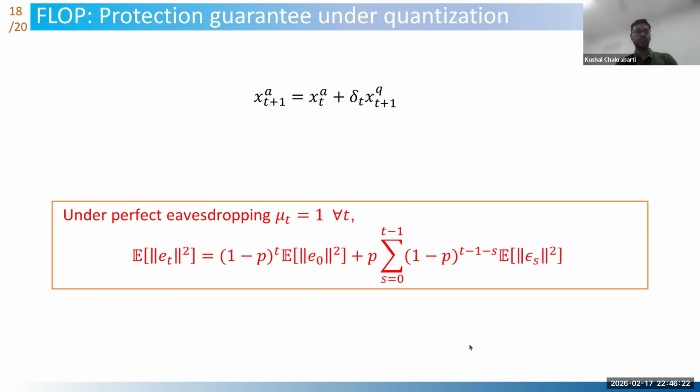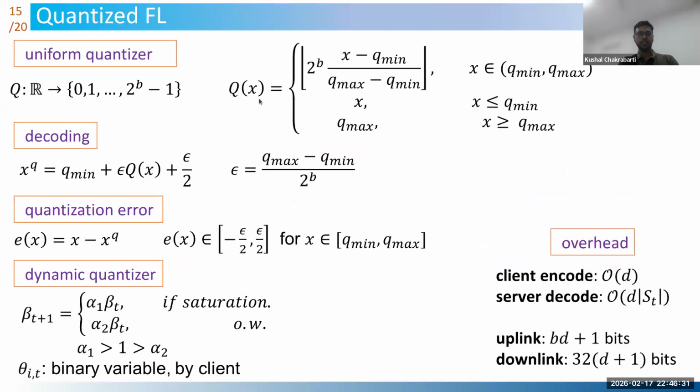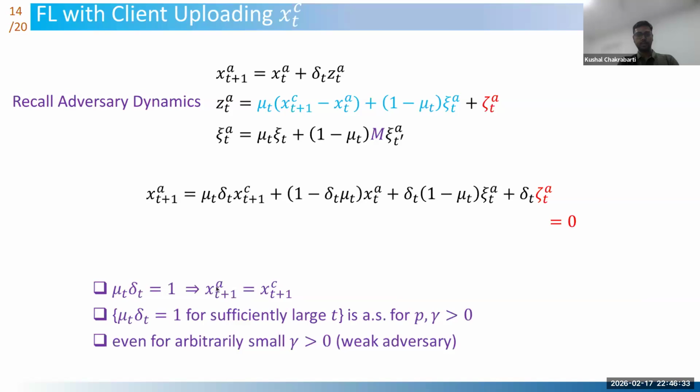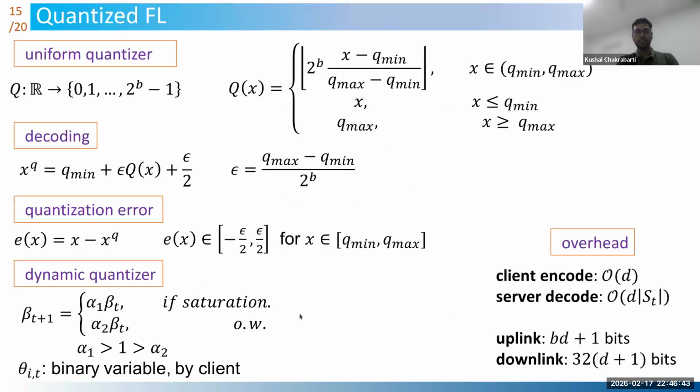So that is for the flip. Now, what is the effect of this dynamic quantization on flop? If you look at the adversary dynamics, previously, without any quantization, we had that x_a^{t+1} is actually x_c^{t+1} for at least some t. If you wait long enough, that means you had zero protection.